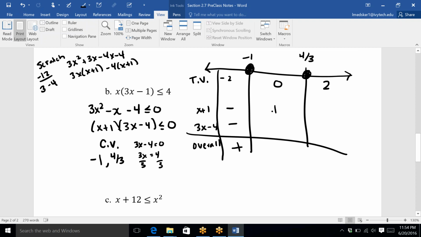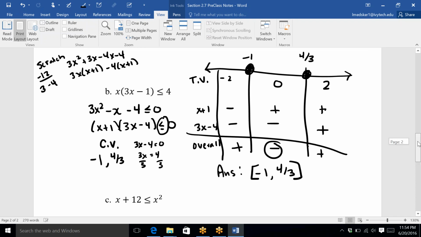0 plus 1 is positive. 3 times 0 is 0. Minus 4 would make that negative. 2 plus 1 is positive. And 2 times 3 is 6. Minus 4 is also positive. So this comes out as a negative overall, and positive times positive is a positive. Again, I'm doing a less than or equal to, so I do want the negative case. So the answer is negative 1 to 4/3, with brackets on both because of the equal to bar.